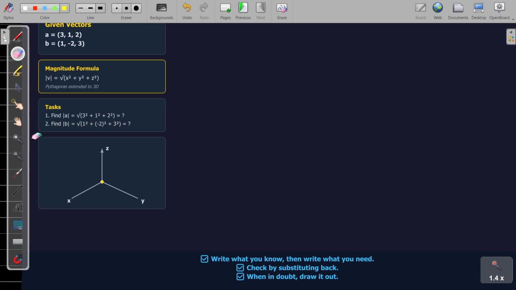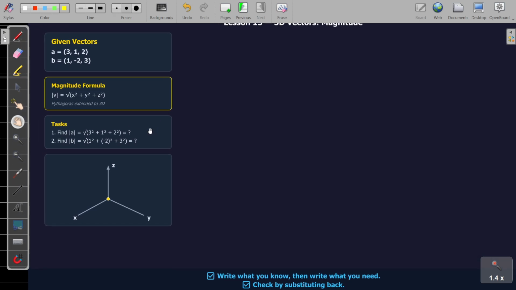So those are vectors. What about the magnitude? The magnitude basically means the length of the arrow. So Pythagoras is really extended into 3 dimensions here. What you want to do is square each component, square x, square y, square z, add them together, and square root them.